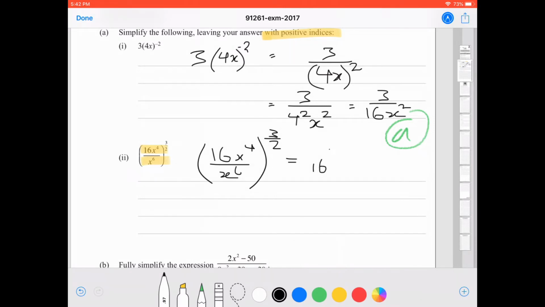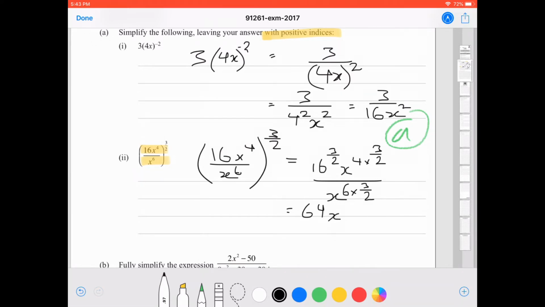So it's 16 to the power of 3 over 2. And then we've got powers on powers, so 4 times 3 over 2. So we multiply the indices in this case. This is over x, this is a 6, so 6 times 3 over 2. Another way of doing it is going ahead and simplifying inside the brackets first, but it shouldn't matter in this case. So we can calculate 16 to the power of 3 over 2. 16 to the power of 3 over 2, that is 64.